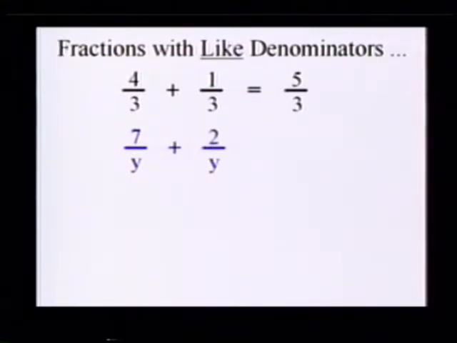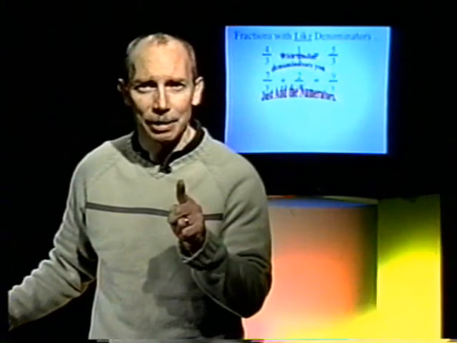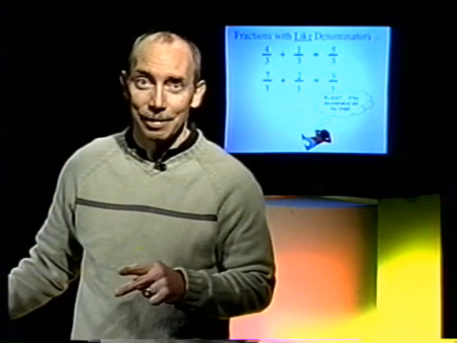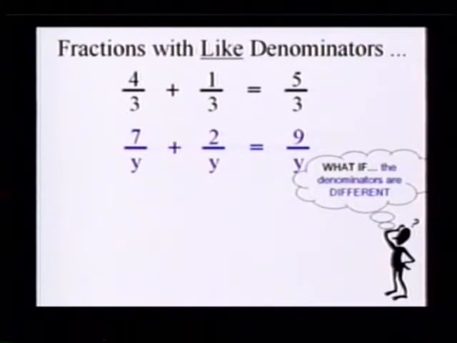7 over y plus 2 over y, it's the same denominator. Fine. Just add the tops. Oh, gnarly! So it was simple when the fractions had the same or like denominators. That was easy. The problem was when they didn't have the same denominators. That's when we needed that least common denominator.